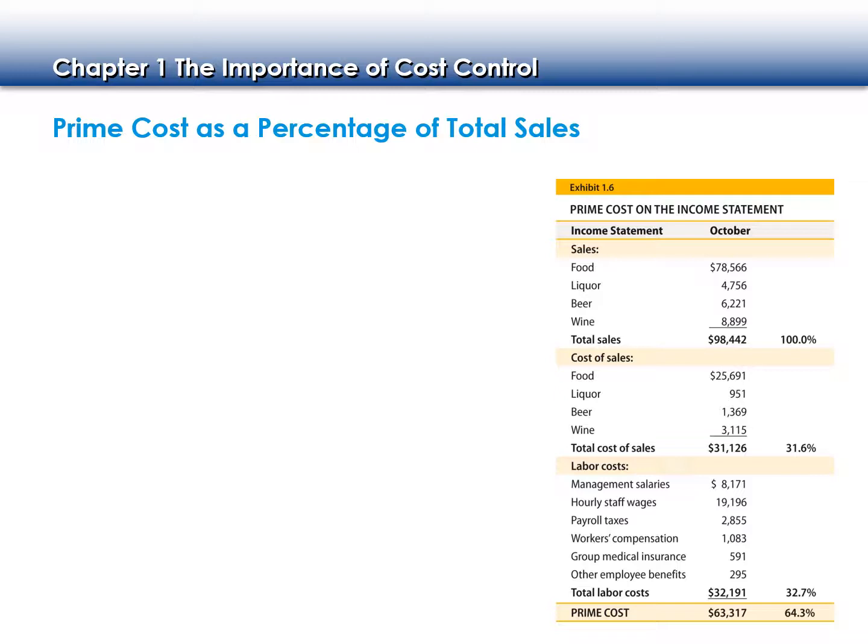We look down here, 32.7 cents of every dollar I bring in is covering the cost of labor to sell that food. So that means 64.3 cents of every dollar that I bring in just covers the cost to make it and the labor to serve it. That's it. So what's left over? 35.7%. That means on every dollar that I sell, I've got 35.7 cents.